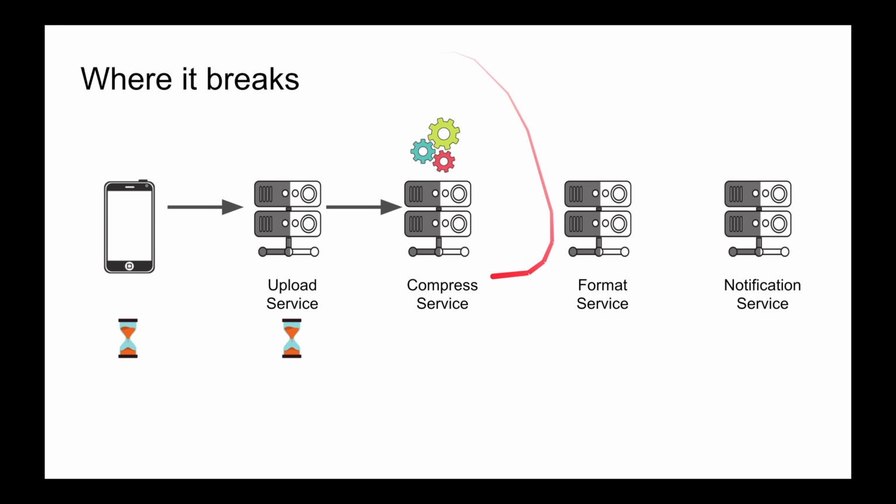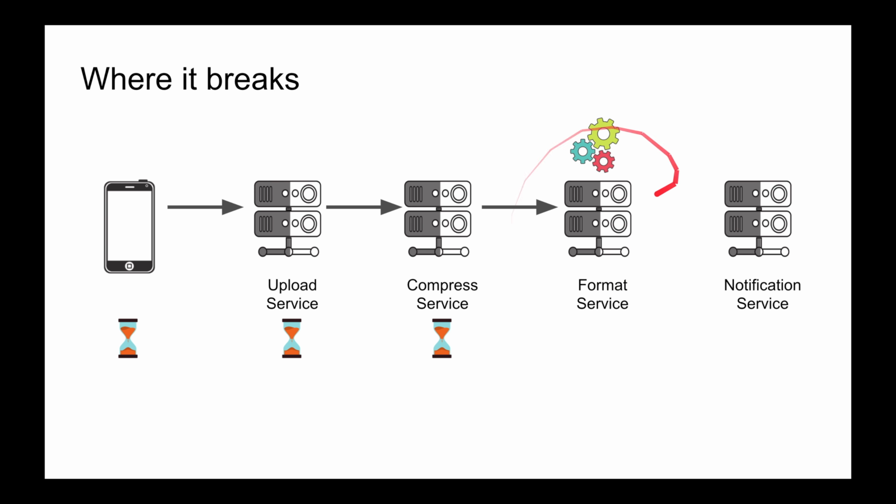Now the compress service is processing, and when it is done, it is waiting and makes a request to the format service and waits. So a lot of people are waiting. There's a chain of people waiting for this thing to get done. Format service is processing, producing all these 480 and 720 and 1080 and 4K and 8K. There's no 8K, it's a fad. I don't know if that's true.